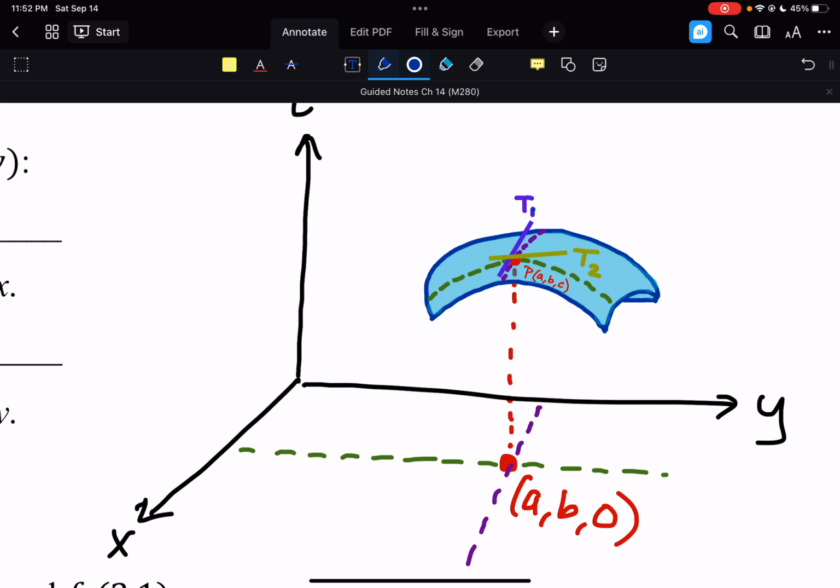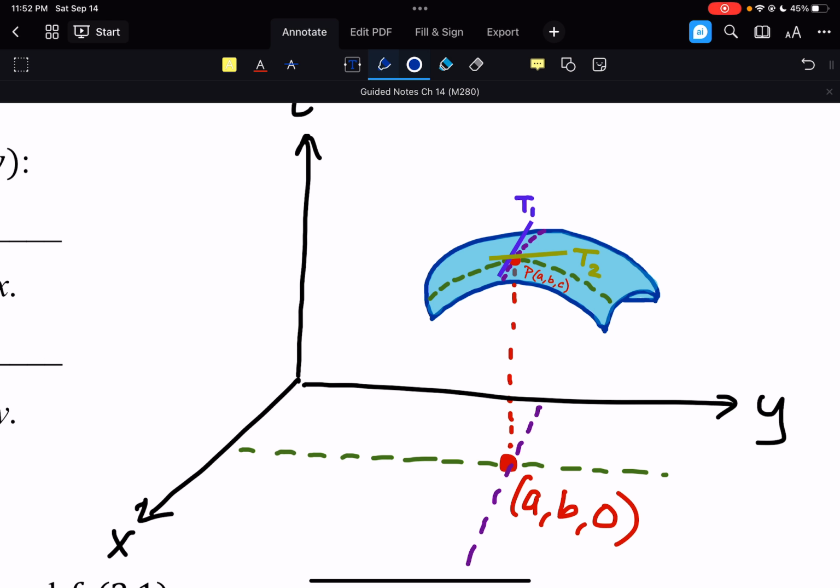Okay, so like T1 here, that's going in the x direction. You see how its shadow is this purple curve. And then this one, T2, is in the y direction. You can see how its shadow is that green curve right here. So you'll get different slopes in different directions.